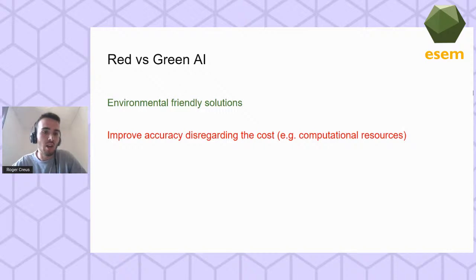So to start, I'll make clear our understanding of this red versus green AI dilemma. By green AI, we understand environmentally friendly, AI-based solutions. And in contrast, in red AI, we see this perspective of problem solving with AI components that only looks at improving the accuracy while disregarding all the other costs, as for example, the computational resources or the complexity of the solution and so on.